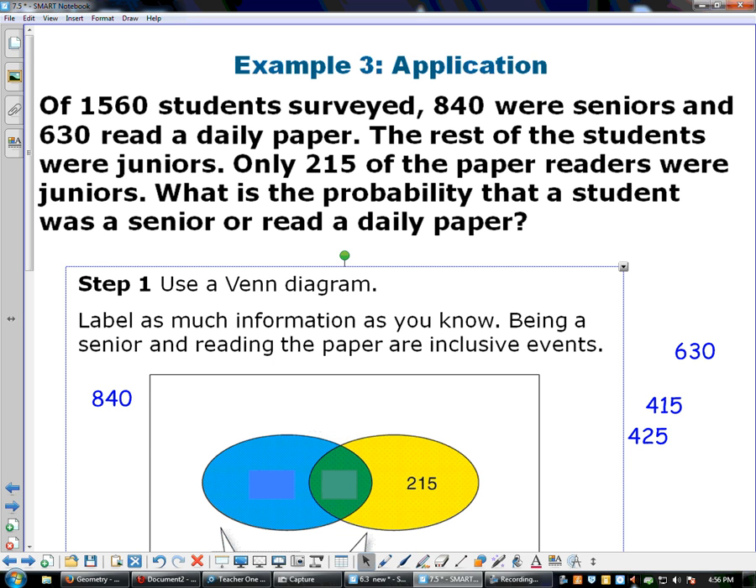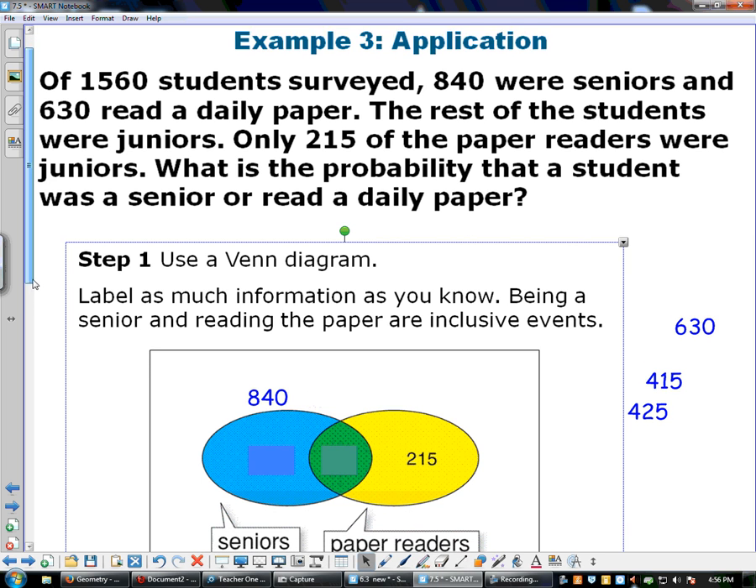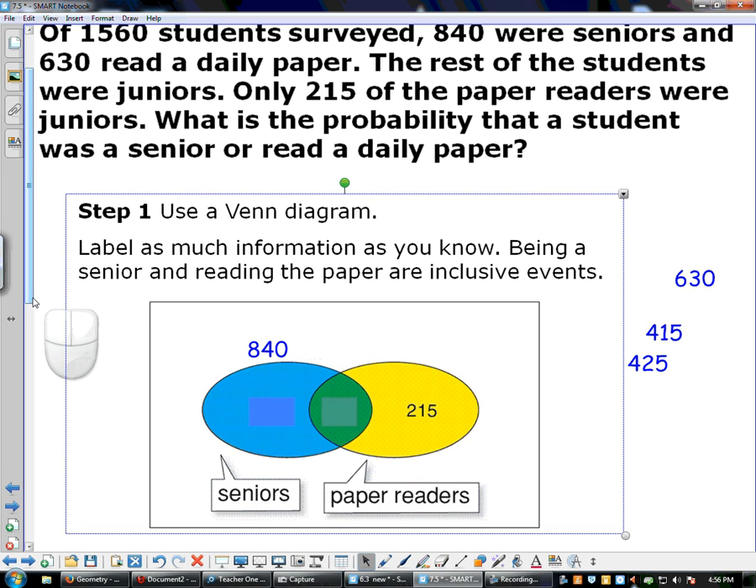We know that there are a total of 840 seniors. So the outside of this blue oval is going to have to account for 840. Maybe we'll put it down here. There are 840 seniors that must add up to. In our other oval, we have our paper readers. And we know that there are a total of 630 paper readers. Now, of the paper readers, it said that 215 of them were juniors. Well, and you can already see we have this one labeled on here.